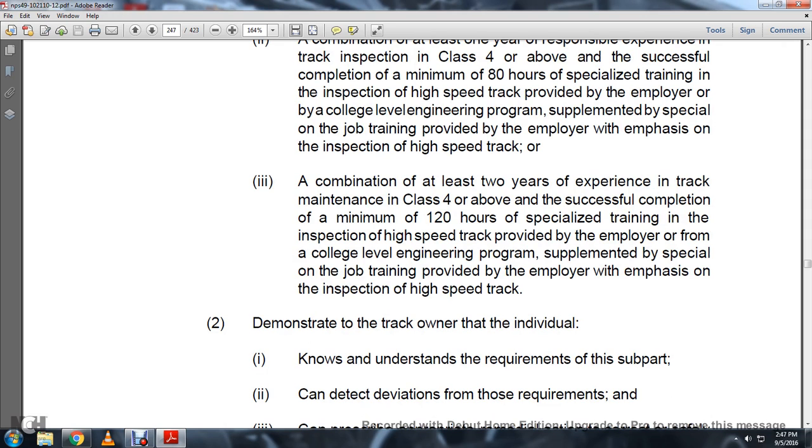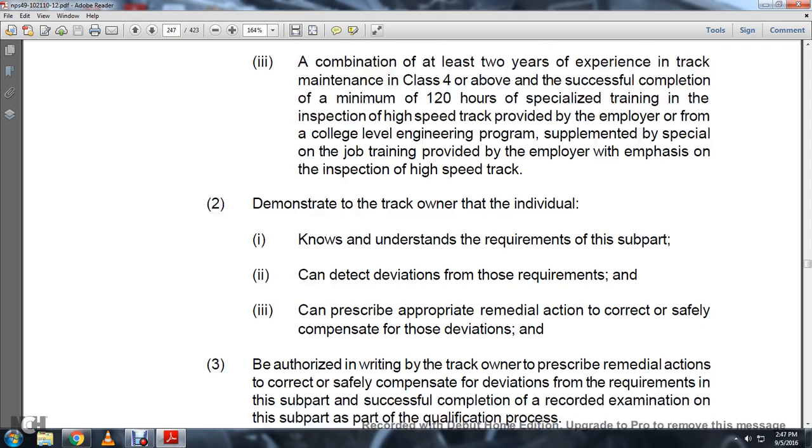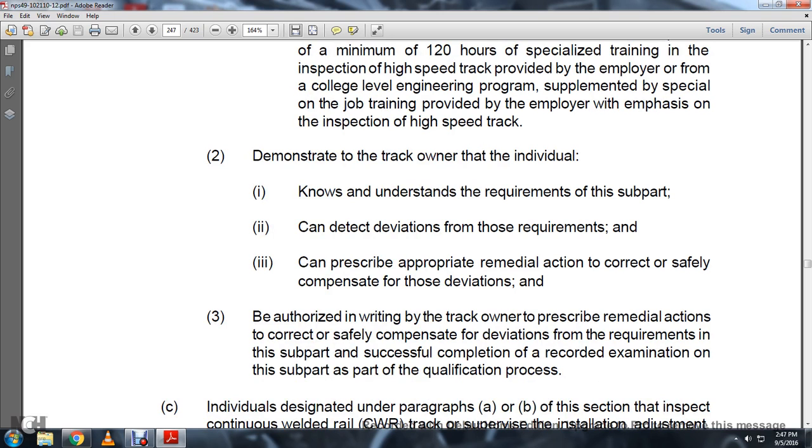A combination of at least 2 years of experience with track maintenance of class 4 and above, and the successful completion of a minimum of 120 hours of specialized training for the inspection of high-speed track, provided by the employer or a college-level engineering program supplemented with special on-the-job training provided by the employer, with the emphasis on the inspection of high-speed track. 2. Demonstrate to the track owner that the individual knows and understands the requirements of the subpart.